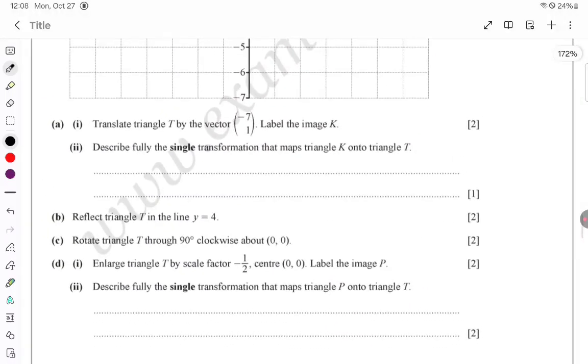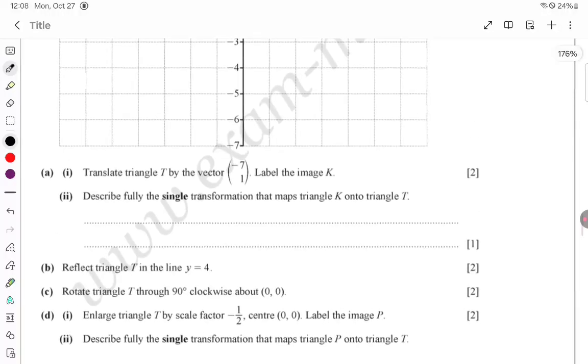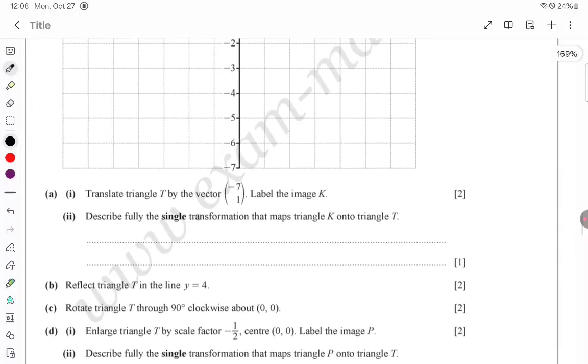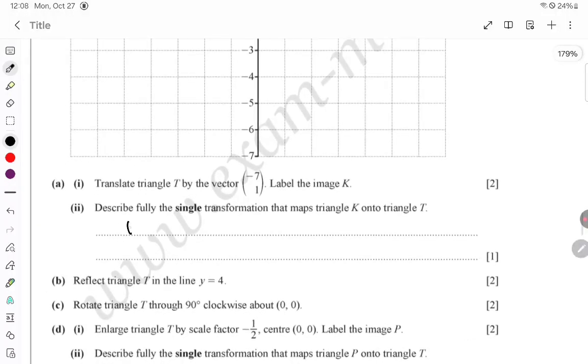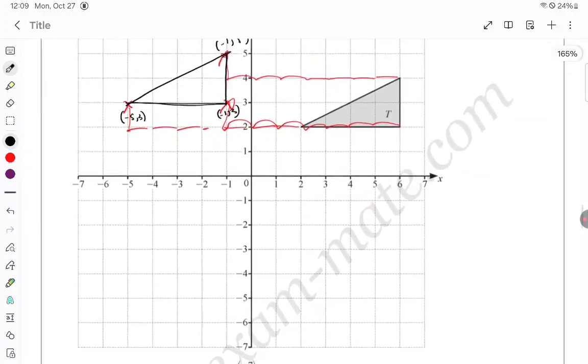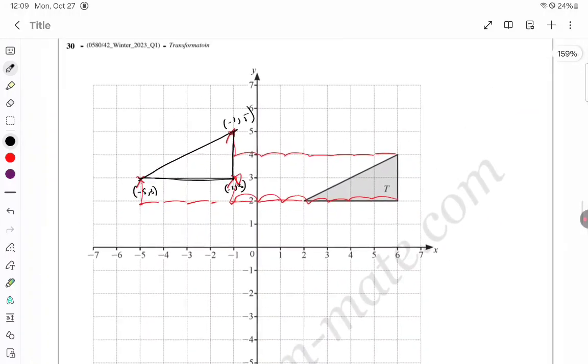In part 2, describe fully the single transformation that maps triangle K onto triangle T. Now for that, we know that the translation of vector -7, 1 on which triangle K onto triangle T is transformed, and we have to mark it with K.